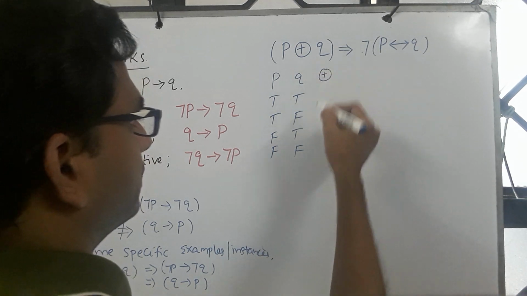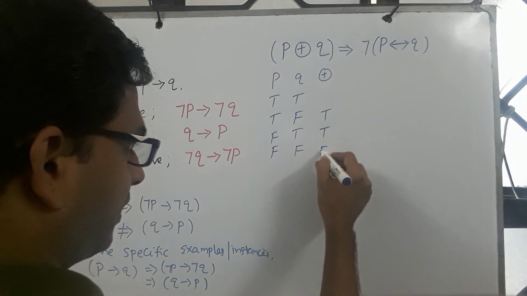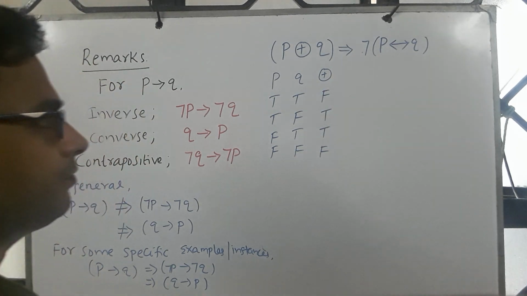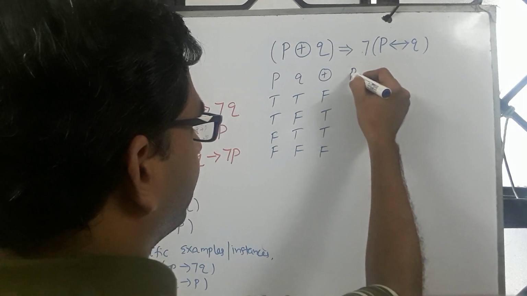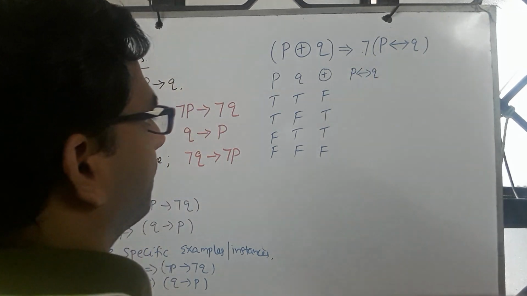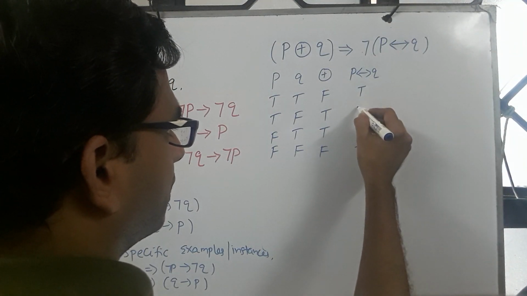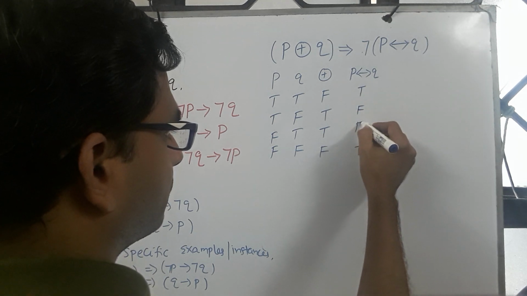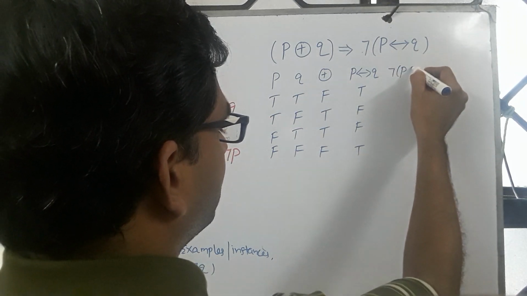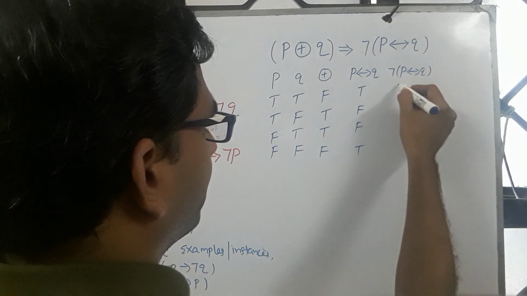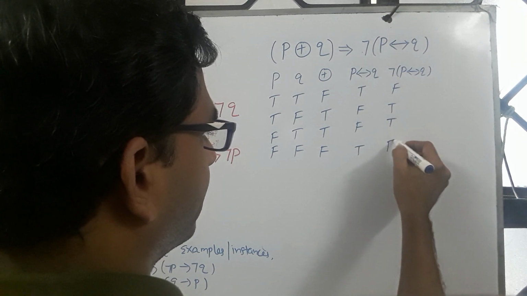So XOR of this says exactly one of them must be true, otherwise it is false. Okay, now let's look at the biconditional operator. Biconditional operator is true when both are true or both are false, and in other cases it is false. Now we are taking the negation of this. So negation of P biconditional Q, which is false and true, true and false.